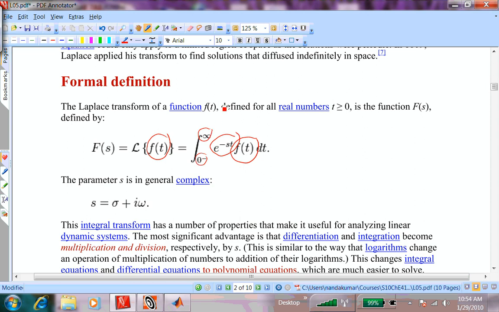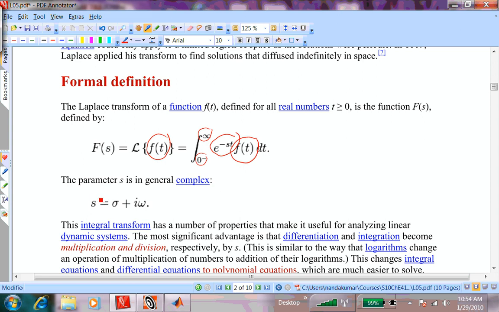Okay? So this transform is not defined for values of t less than 0. And that's simply because t has a typical interpretation of time in dynamical systems, and you can start t equal to 0 at any instant and look forward. Okay? So you really don't care as to what happened in the previous history.